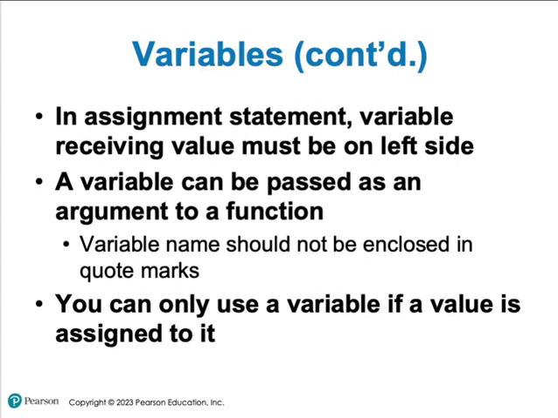For this to be syntactically correct and work, the variable has to be on the left-hand side of the assignment statement, or as we'll see in a moment, variables. A variable can be passed into a function. For example, the print statement before had the string literal hello world. We could have just as easily said print x, and whatever value is being stored in the variable x would be printed to the user. For a variable to exist and be used, it first has to be assigned a value.